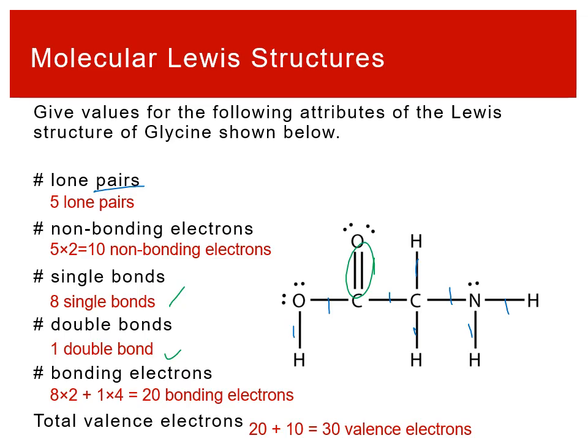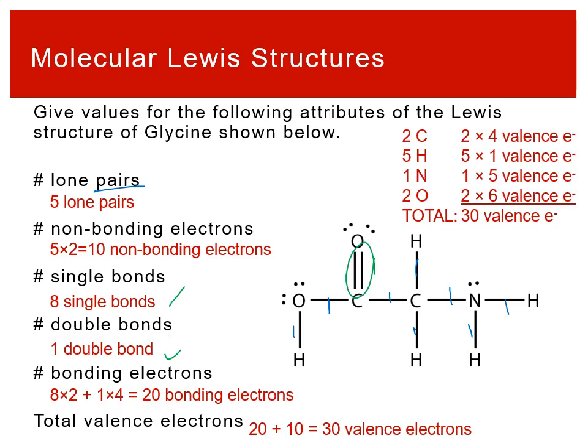We do want to also note that total valence electrons can also be calculated in a different way based off the molecular formula. What we can do is look at what are the types of atoms, how many of them do I have, and how many valence electrons are they bringing into the molecule? I know that carbon is in group 4A, so it has 4 valence electrons. So 2 of them each have 4. I have 5 hydrogens, each with 1 valence electron, 1 nitrogen with 5 valence electrons, and 2 oxygens, each with 6 valence electrons. And if I add all that up, I'll get 30 valence electrons.